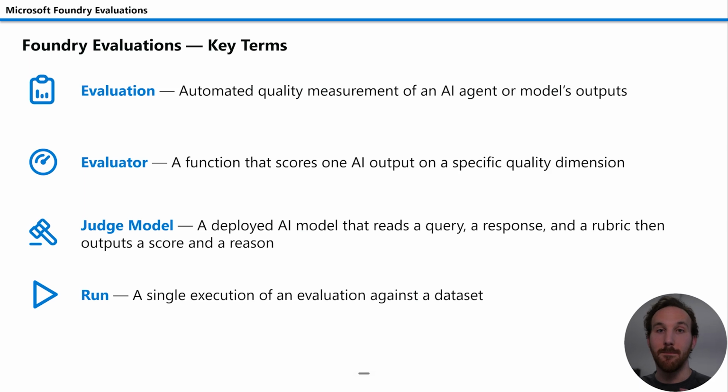There are four main terms that you need to know here for this evaluation. We just went over the first three. A run is just one example instance of an evaluation that has taken place against a data set. So you can have many runs for a type of evaluation that has many types of evaluators connected to it.